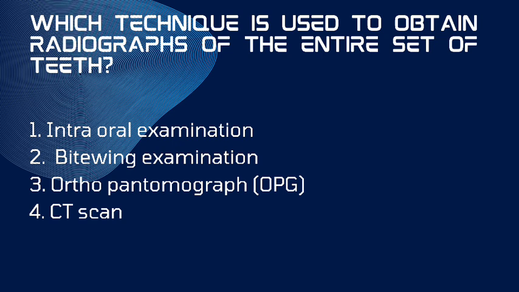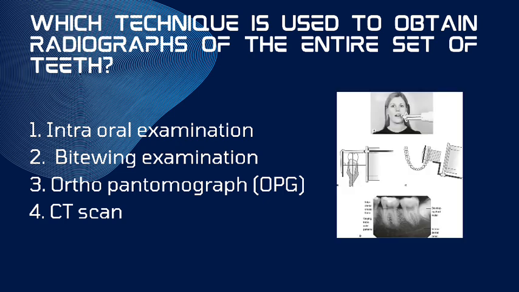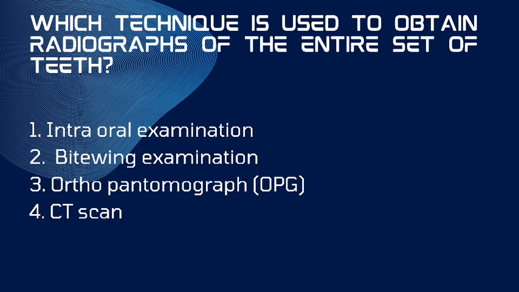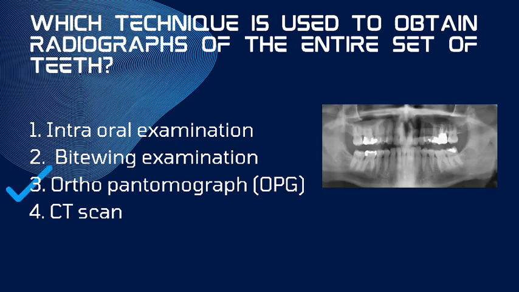Fifth question, which technique is used to obtain radiographs of the entire set of teeth? Option 1, intraoral examination. Option 2, bite wing examination. Option 3, orthopantomogram. And option 4, CT scan. So among these options, orthopantomogram is the right answer. Intraoral examination and bite wing examination provide only a section of teeth. So OPG gives an X-ray image from right TMJ to left TMJ. So option 3 is the right answer for this question.